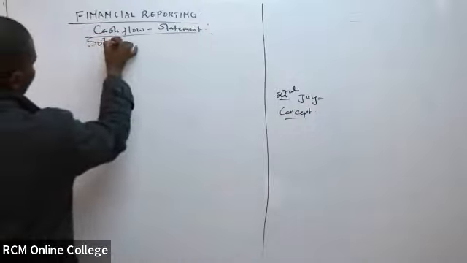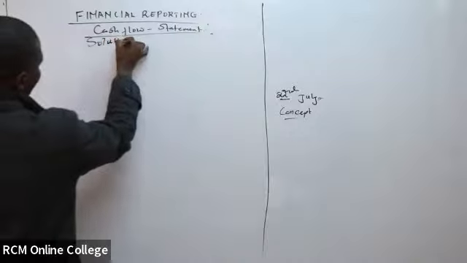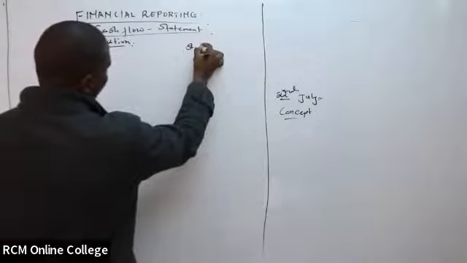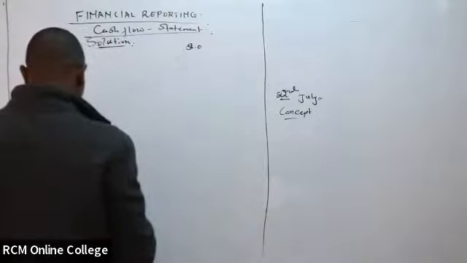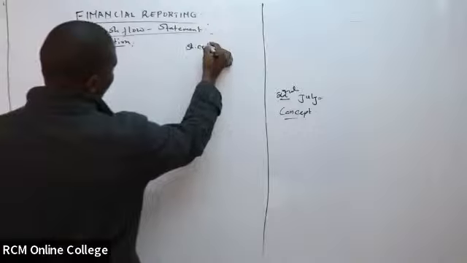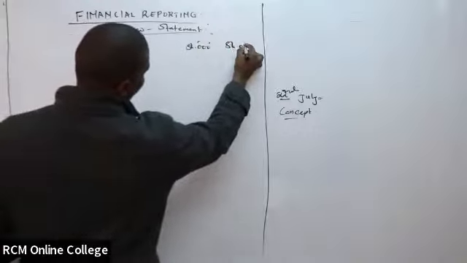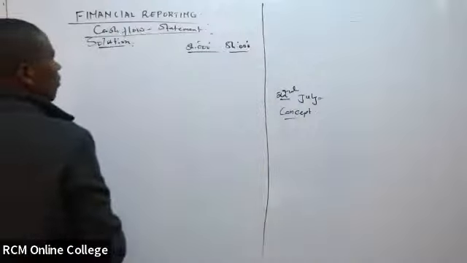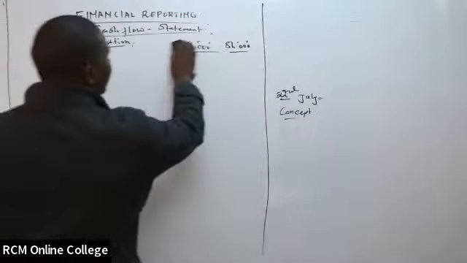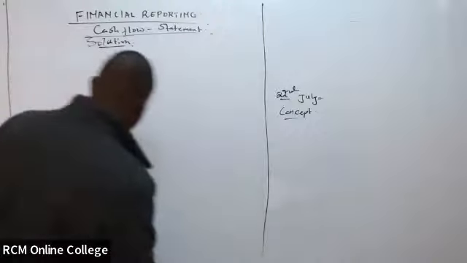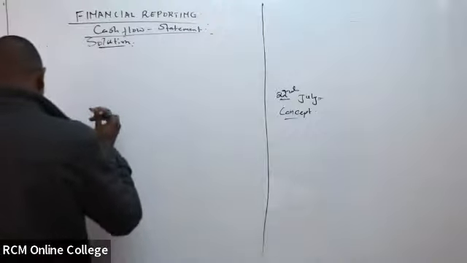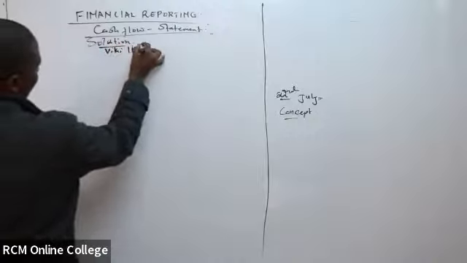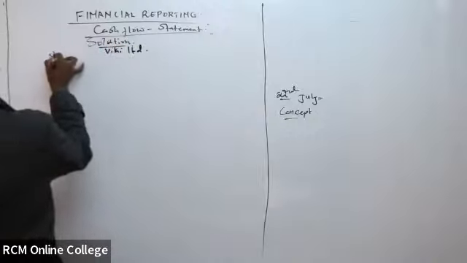Solution. So how many columns should we have? Two. Shillings are in thousands in this case. So that's the first thing. Before then we can have a heading. Let's just have a heading here. Vic Limited. Our statement of cash flow.